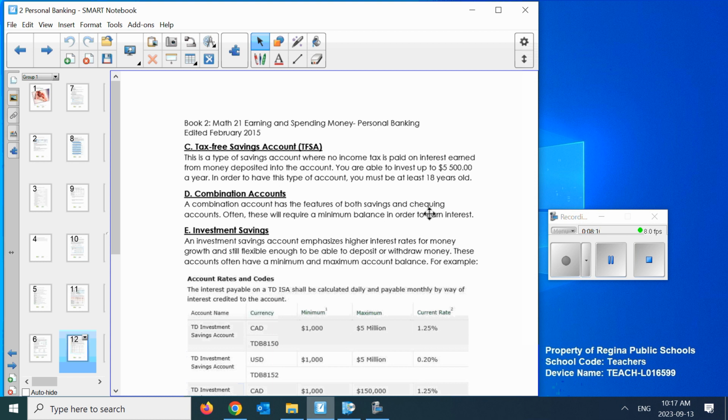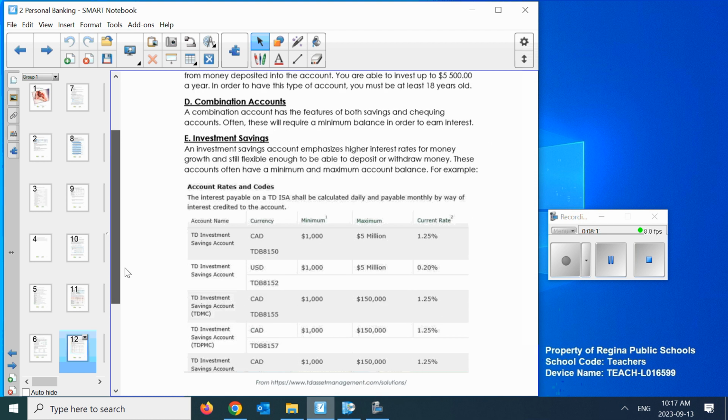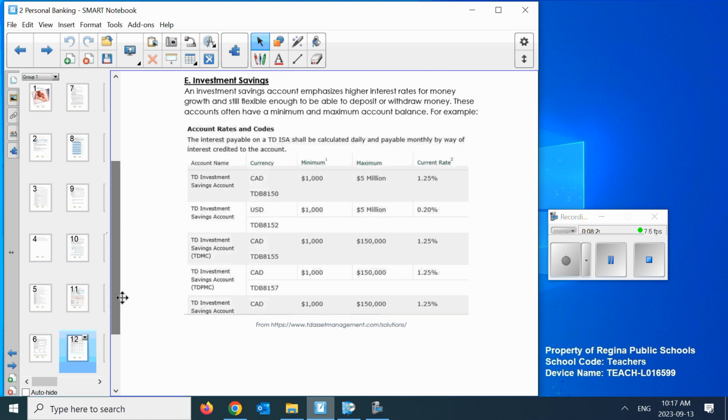Combination accounts have a little bit of savings and checking characteristics. But usually, if you earn interest, you have to have a minimum amount, $3,000 or something. Investment savings accounts emphasize higher interest rates for money growth, but are still flexible enough to deposit or withdraw money. These accounts often have a minimum and maximum balance. You can see some of these investment savings: wow, a minimum of 1,000, but a maximum of 5 million. Well, that's a nice problem to have.